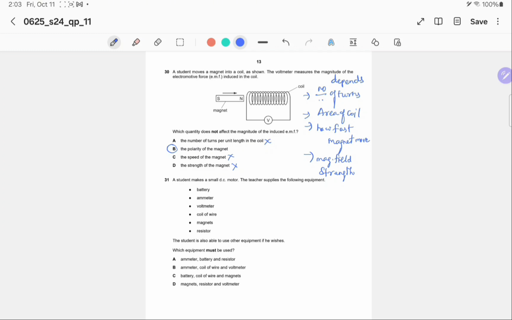31st question. A student makes a small DC motor. The teacher supplies the following equipment. The student can also use other equipment if he wishes. Which equipment must be used? For a motor, what are all the materials we need? We need wire, a coil of wire to connect, a battery to power it, and magnets. I think these three are enough. So battery, coil of wire and magnets. C.